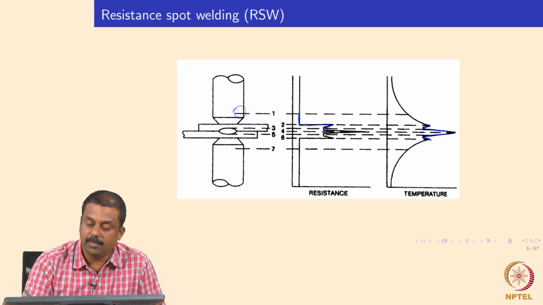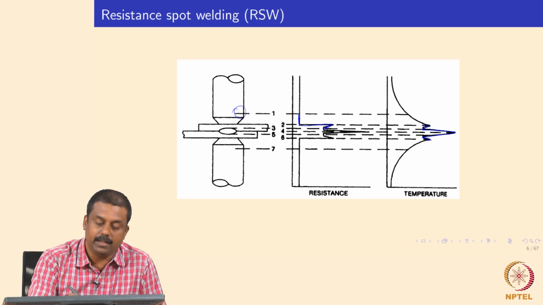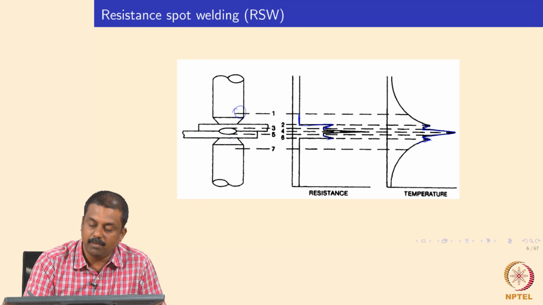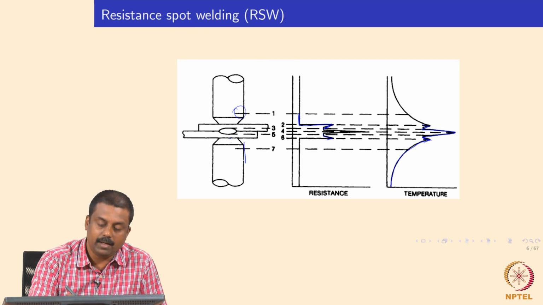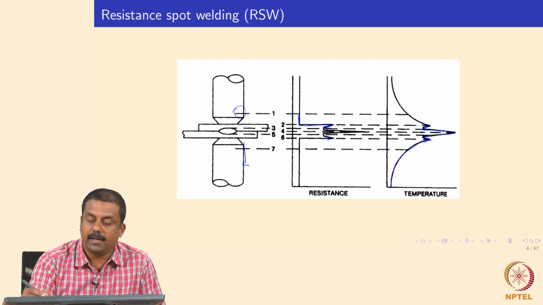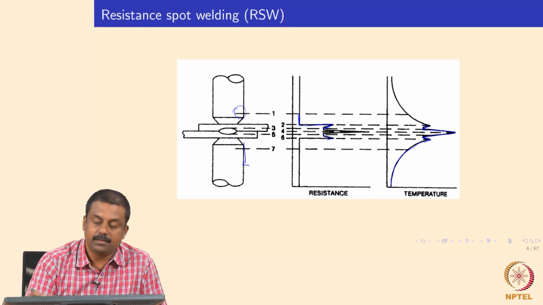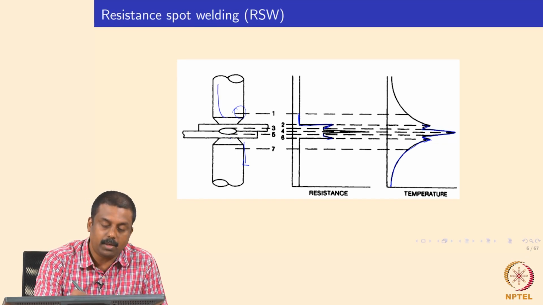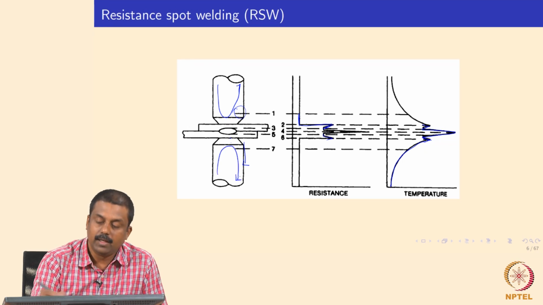The system is symmetric, so again there will be an increasing resistance and increasing temperature at the interface between the bottom electrode and the sheet, and then if you move forward, your electrode would dictate your temperature distribution. Generally in practical situations, the electrodes are not heated up because of the effective water cooling you have inside the electrode.